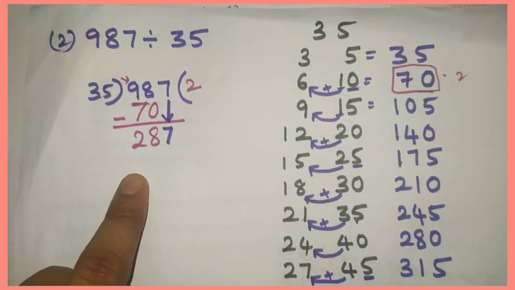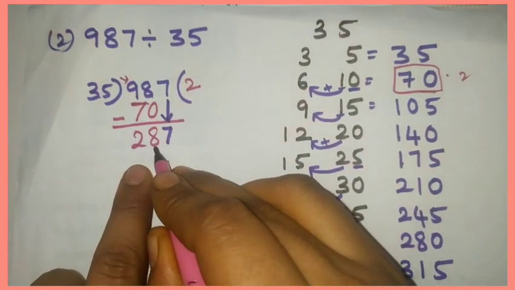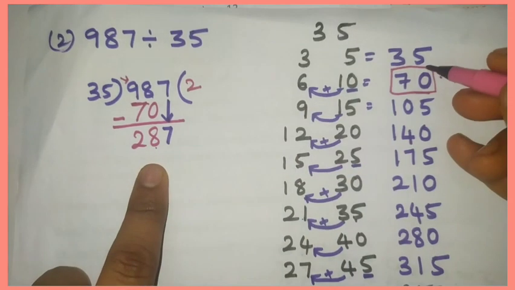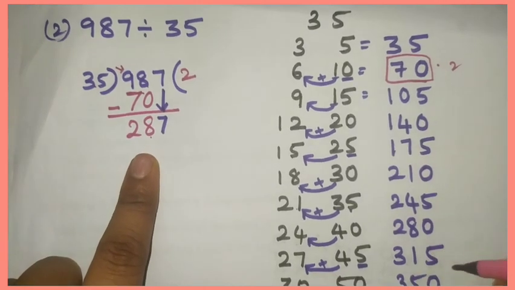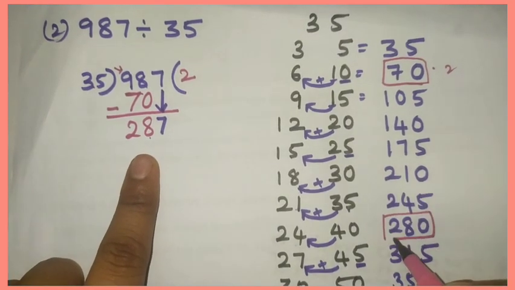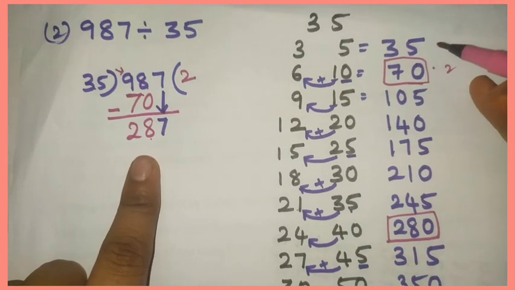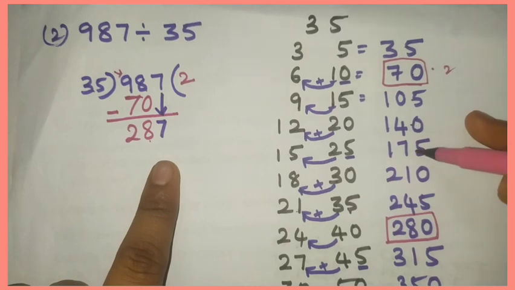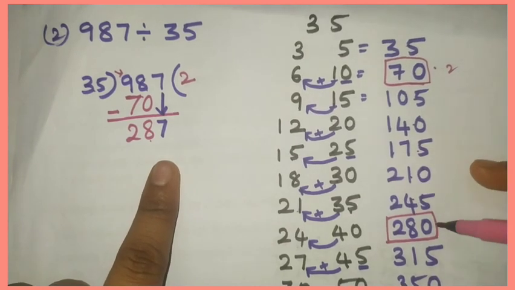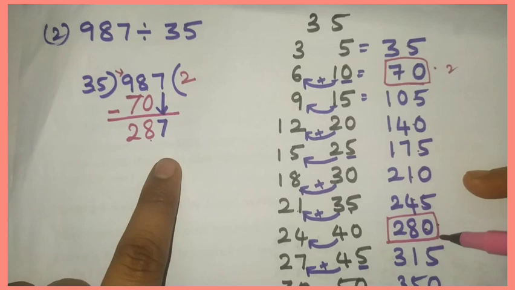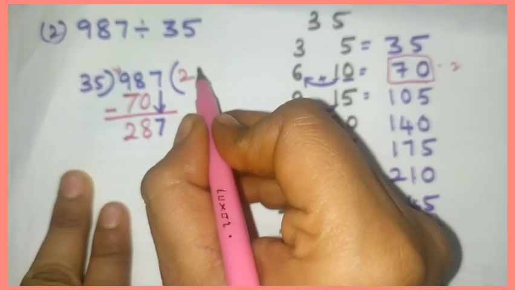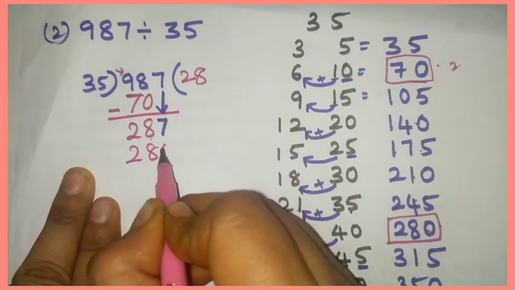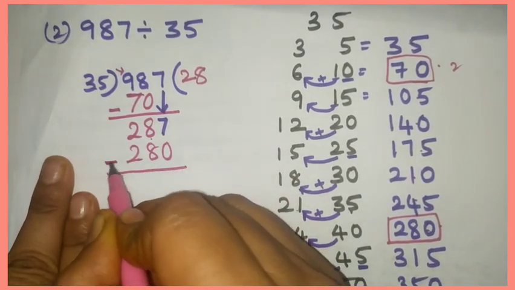What number did we get? 287. Here 287 is there. Will we get 287 in the table? No, before that 280 is there. When do we get 280? 1, 2, 3, 4, 5, 6, 7, 8. 35 8s are 280. So we'll write 8 here. Now we'll do subtraction.